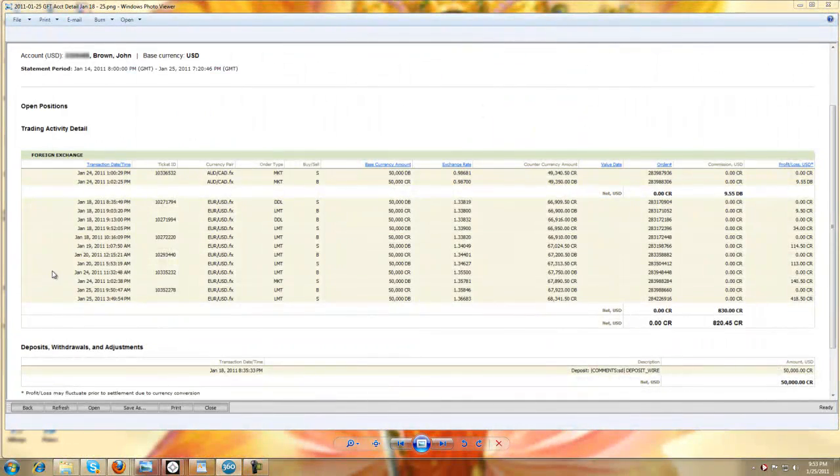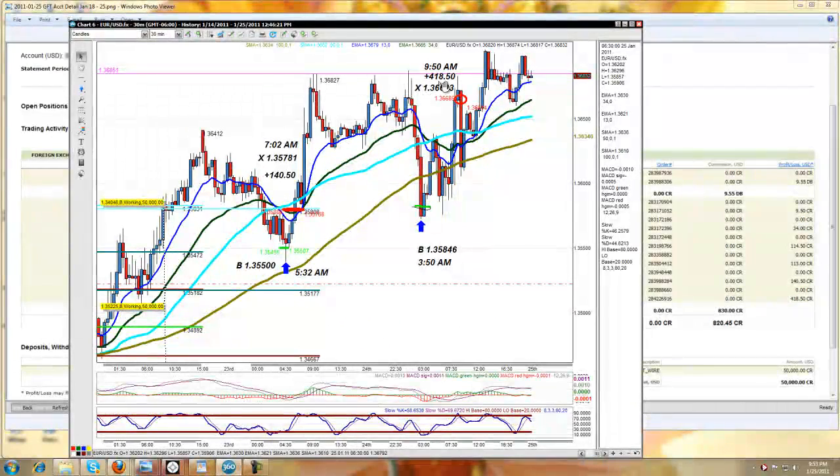We got in at 9:50. That's 3:50 my time because this is 9:50 GMT with this nice little convenient accounting. At 35.84, got out at 36.68. So we're getting a decent return on that one, where that amounts to 418.50. Even that's on a half contract. So very minimal risk on this trade in terms of where I got filled.